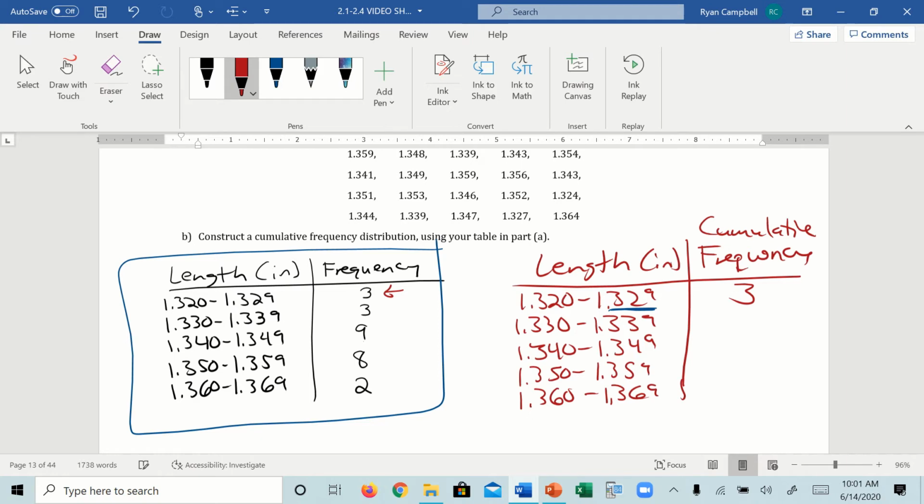All right. What about 1.339? How many numbers are less than that? It's not just these three, because these three definitely are. These are in the 30s, but wouldn't all the 20s be less than 39 as well? Wouldn't 1.324 be less than 1.339? Yeah. So there's where the cumulative part comes in. It's not just these three, but these three plus these three. So it's 6.